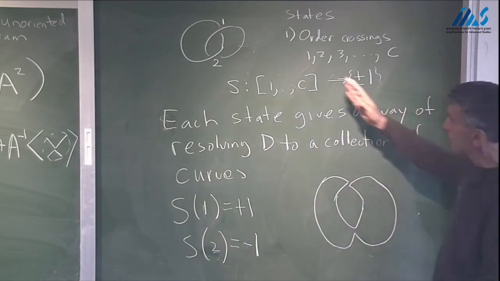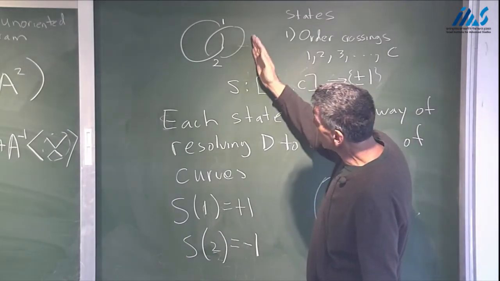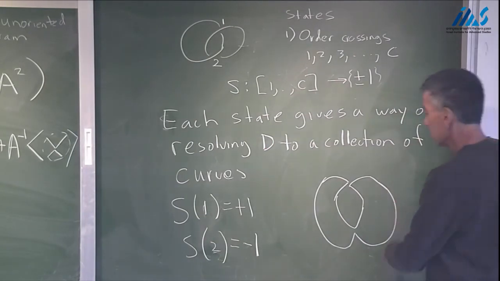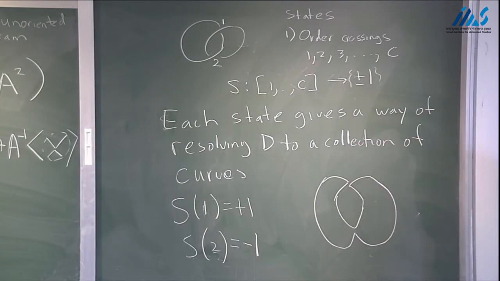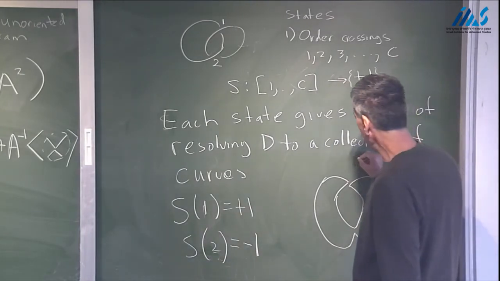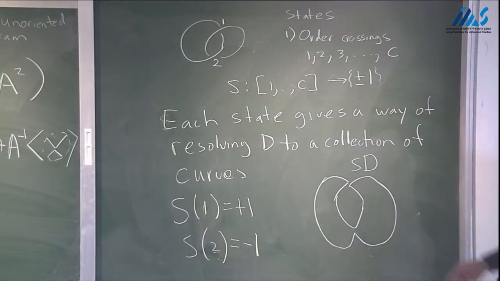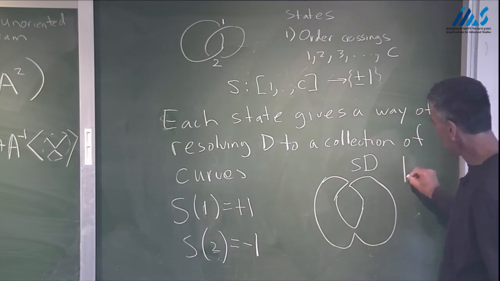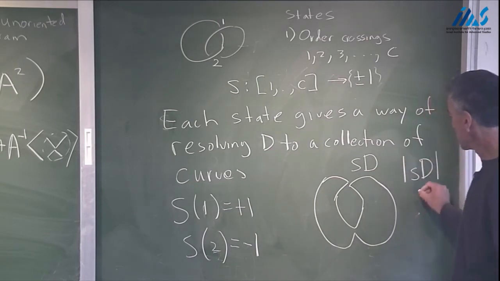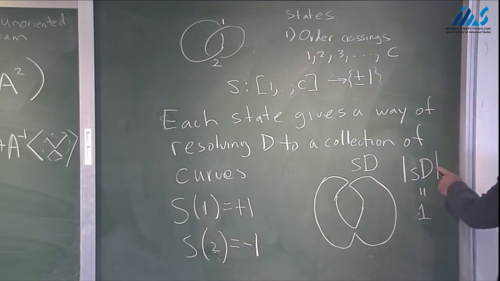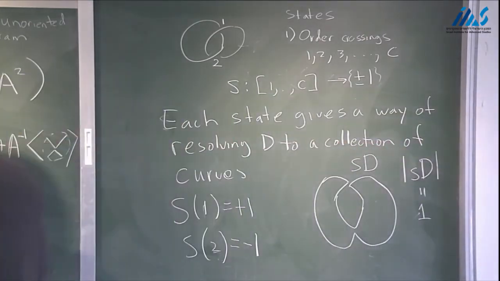Remember, the plus resolution, as you come in, you go to the left. The minus resolution, as you come into the crossing on the top, you go to the right. So this is the way of resolving all these crossings corresponding to state S. We'll call this SD, the result of acting by the state S on the diagram D. And we'll also say that the number of curves in SD is equal to this. In this case, it's equal to 1. This represents the number of curves in this totally resolved diagram.